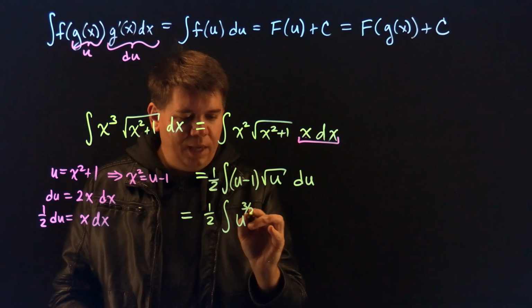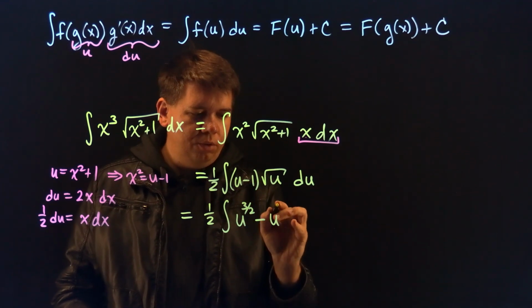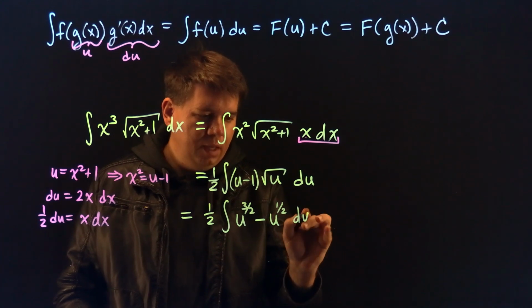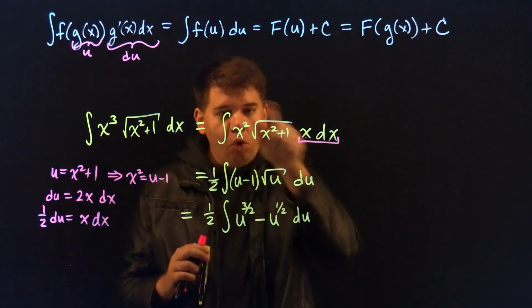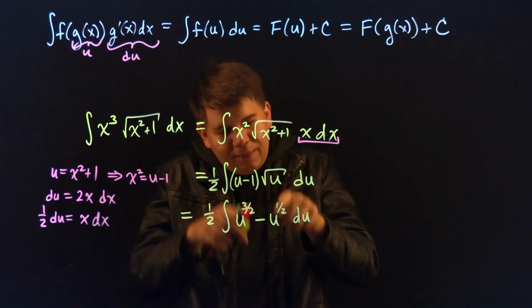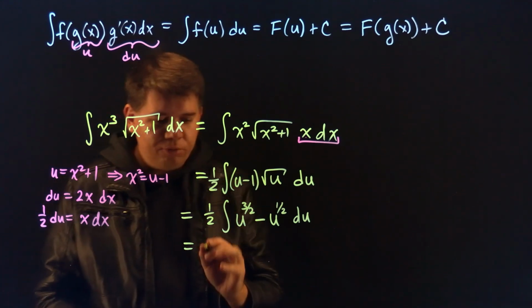That's u to the 3/2, or u to the 1.5, minus u to the 1/2. And this is now something that we can find the antiderivative of. I don't know how to find the antiderivative of the original, but this I can, because I can just use my power rule.